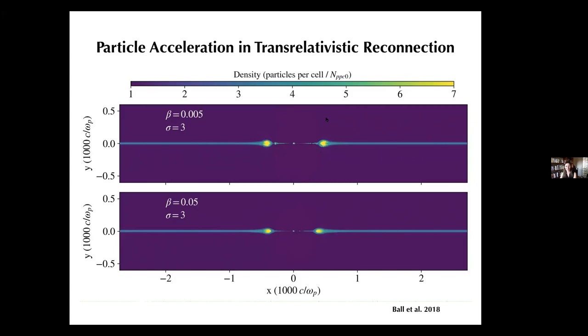So Bart, next up is Bart Ripperda, he's in the CCA right now, I believe. Fresh, he's been there for a year. Is that true? Yes. Okay. So he'll be talking about resistive MHD, resistive GRMHD, and the simulations that he's been working on.